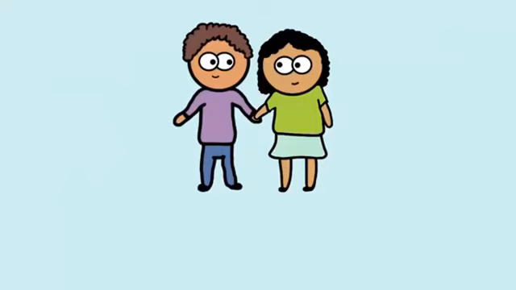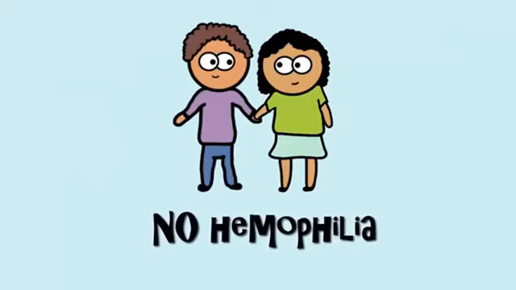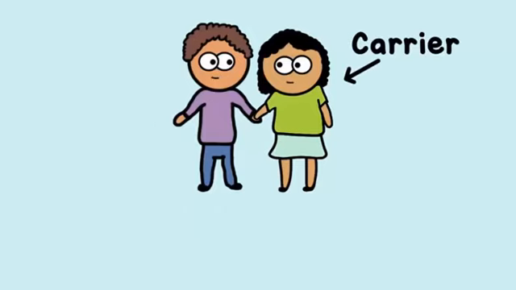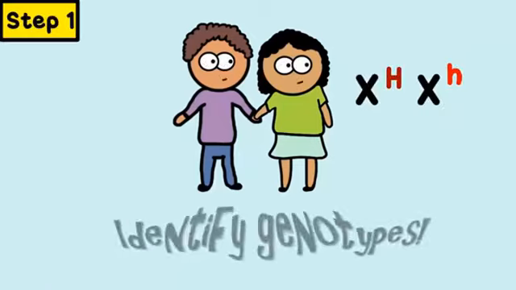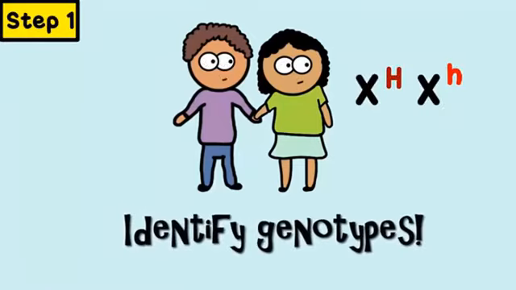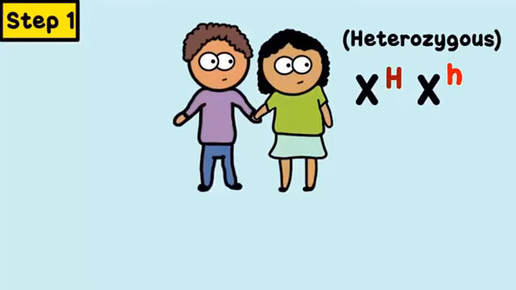So let's say that 2 people that do not have hemophilia have children. However, let's say that the woman is a carrier. That means she is heterozygous. How do you do a sex-linked Punnett square cross for this kind of trait? Step 1. Identify the genotypes of the parents. So the mother was a carrier. She is X^H X^h. She does not have hemophilia because of that dominant allele present, but she is a carrier. The male, if he does not have hemophilia, well, he must be X^H Y. There's no other option for him.